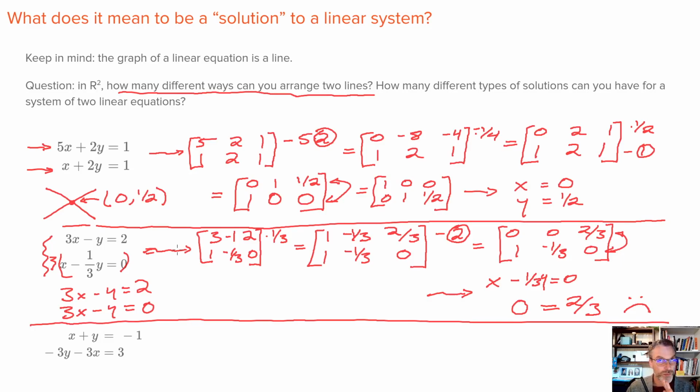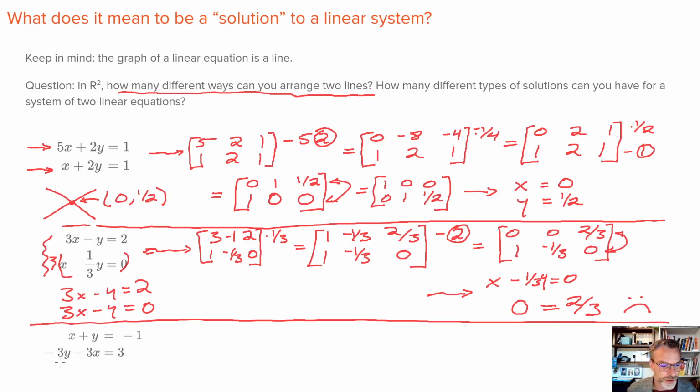Okay? To reword this, there's no x and y that will satisfy both of those equations at the same time. Okay? This is our first example of a system that has no solution.